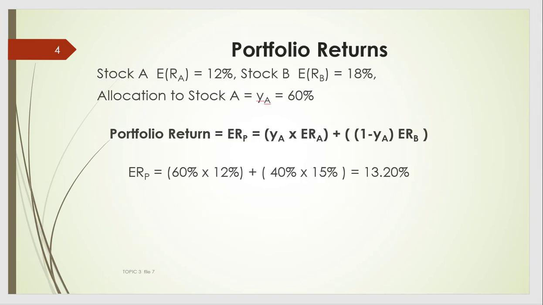Correlation has nothing to do with return. Return is simply a weighted average. So it's simply the percent I invest in A times the return of A, plus the percent I invest in B times the return of B. In this case, it's 60% of 12%, plus 40% of 15, 13.2%. I could change that to be 50-50, and then I'd have a new return. And I could change to be 40-60, a new return. So we will see that later when I'm interested in changing allocations. We're going to stay with this one allocation, 60-40.